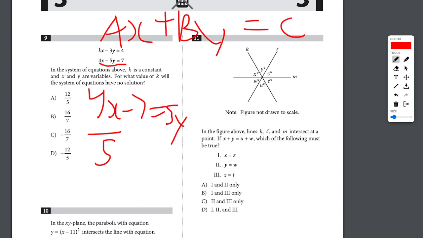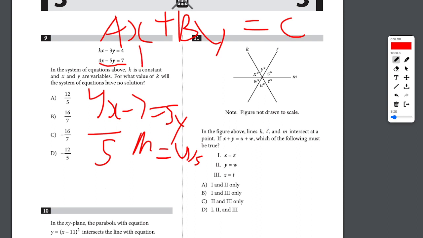Our slope, our m, or k, is equal to 4 by 5. No, sorry. K is not 4 by 5. Our m is 4 by 5. K is not the slope. It's just a value, I think. Yeah. And that's because this is also in the form ax plus by equals c. We have to change the form to get 4 by 5.